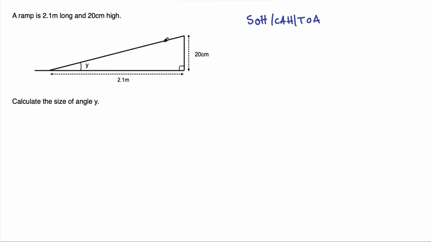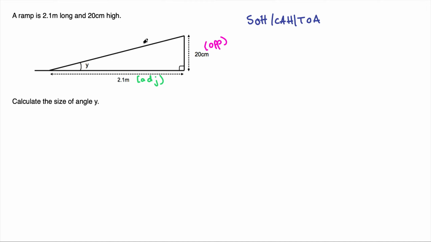So this angle is what we're working with. This side is across from that angle. So it gets labelled as opposite. This side is the other side we're working with. So it is next to the angle. So it's going to be labelled adjacent because it's beside the angle.